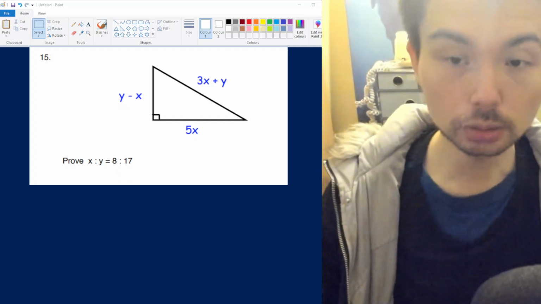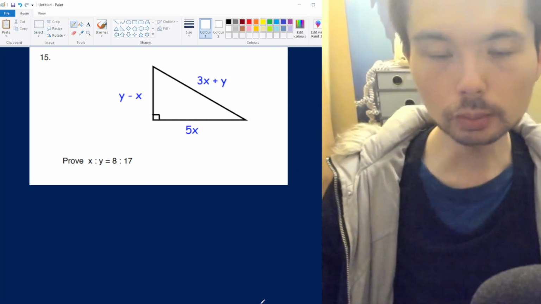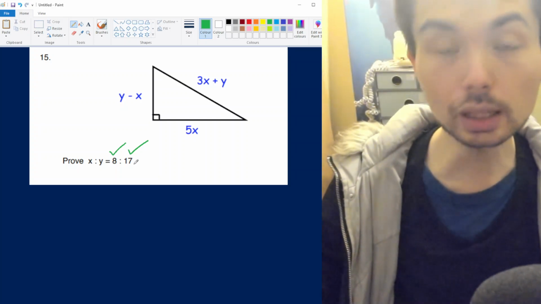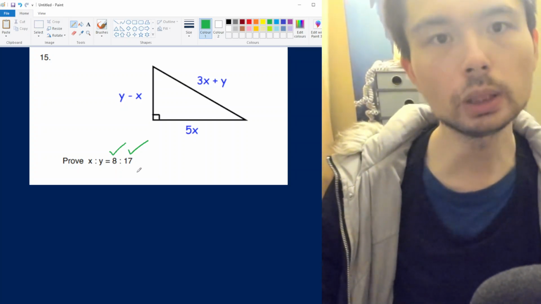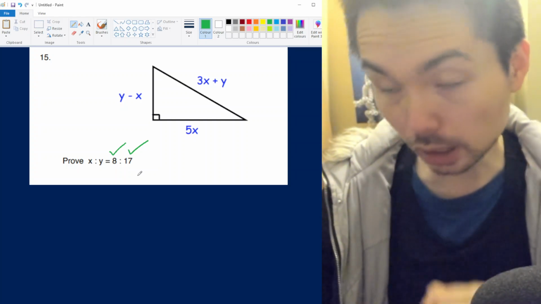We have this right angle triangle. Prove that x to y is 8 to 17. So what are we trying to say? Well, one length is kind of double the other. Imagine if that was 8 to 16, that's kind of like 1 to 2. So we're saying one side might be double the other side. That's really what this kind of question is.